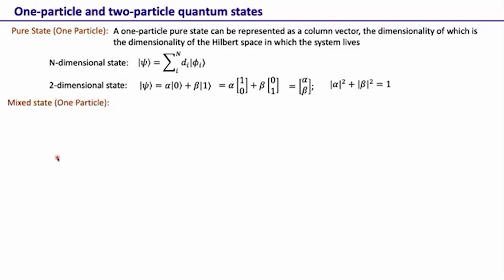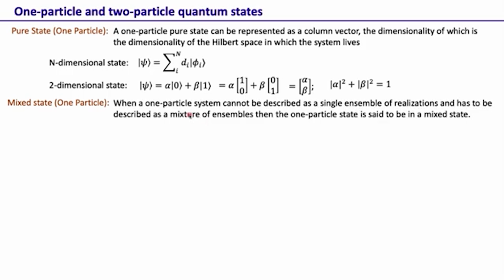Okay, now let's look at what a one particle mixed state is. When a one particle system cannot be described as a single ensemble of realizations and has to be described as a mixture of ensembles, then the one particle state is said to be a mixed state. An n-dimensional version of a one particle mixed state would be this: psi is the symbolic representation of the state. If we take the ensemble average of this psi, that becomes the n-dimensional one particle mixed state.